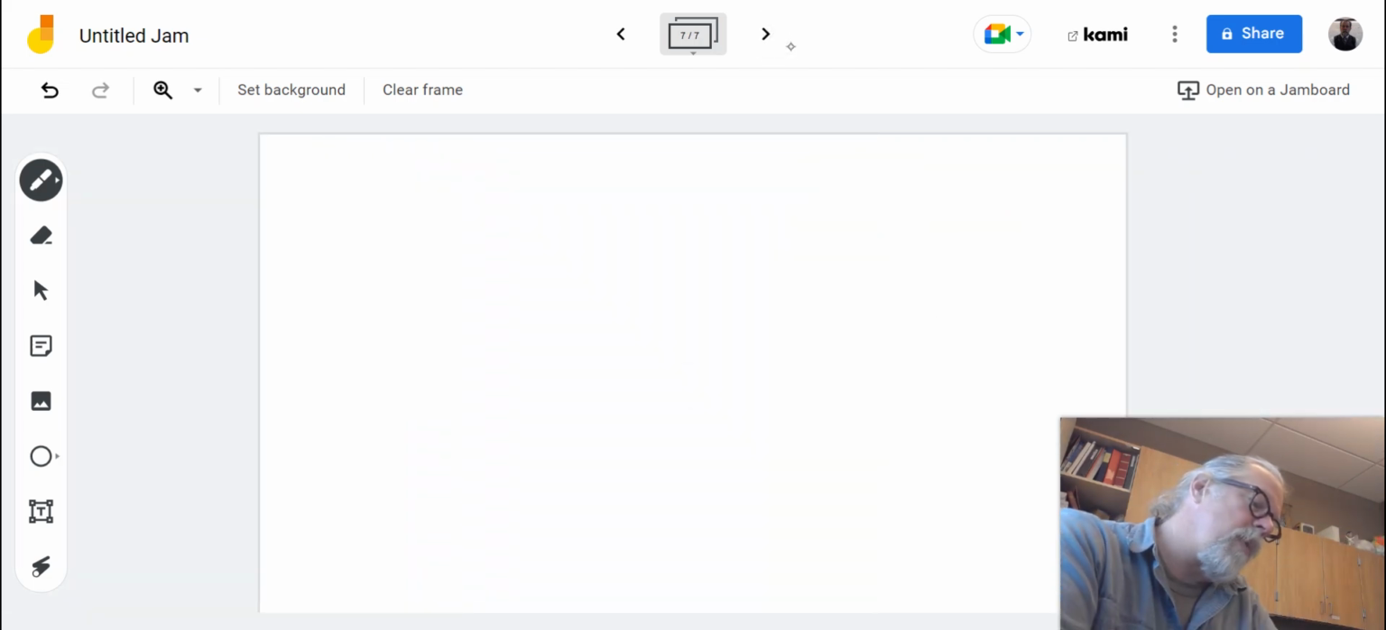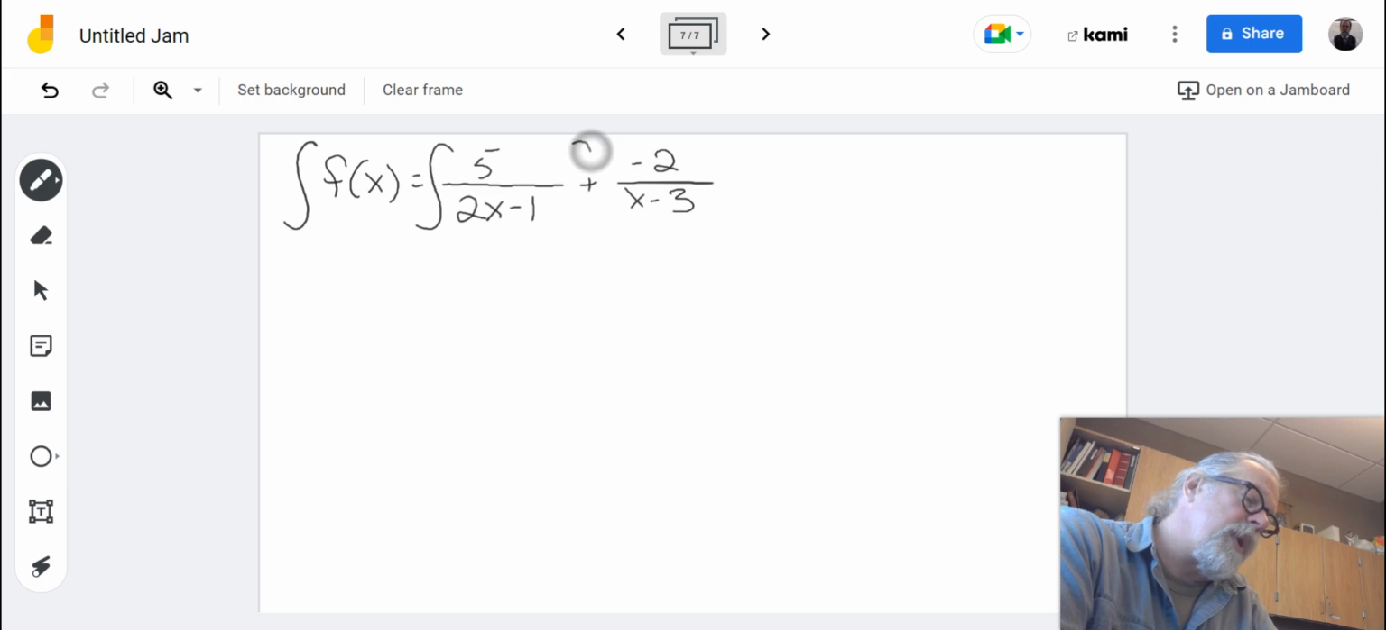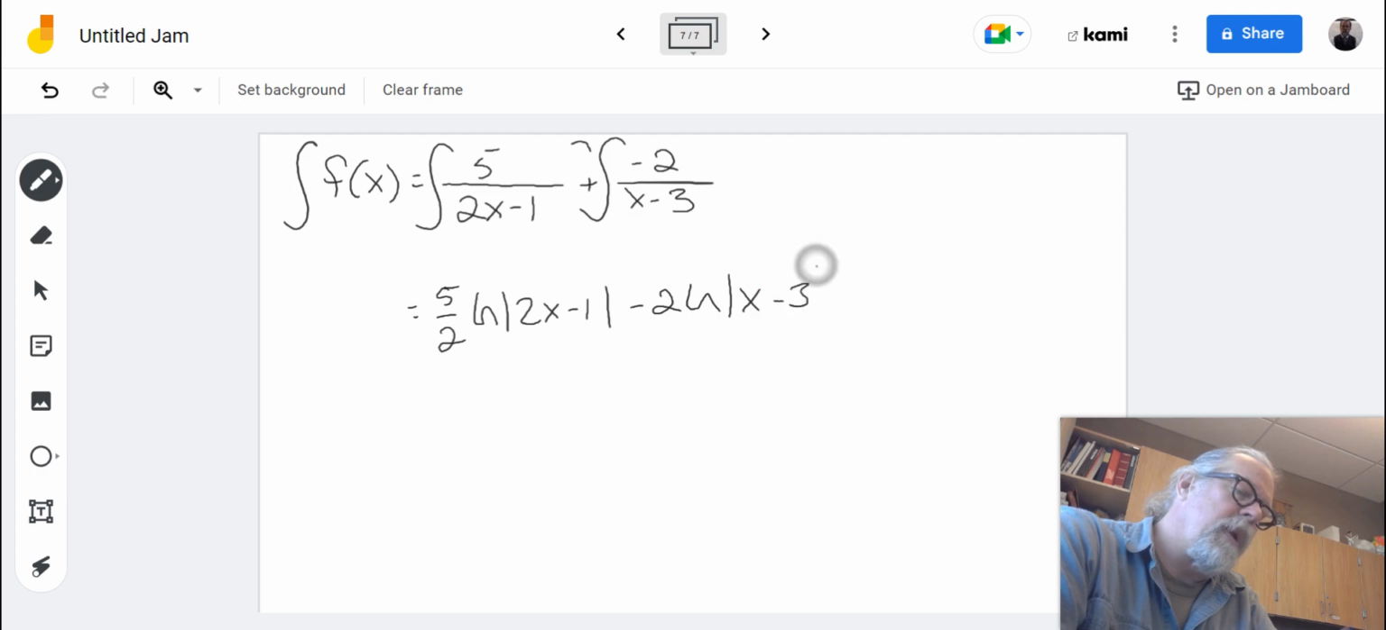allows me to rewrite my function f of x as 5 over 2x minus 1 plus negative 2 over x minus 3, which means that if I want to integrate f of x, I get 5/2 the natural log of absolute 2x minus 1 minus 2 times the natural log of x minus 3 plus a constant.